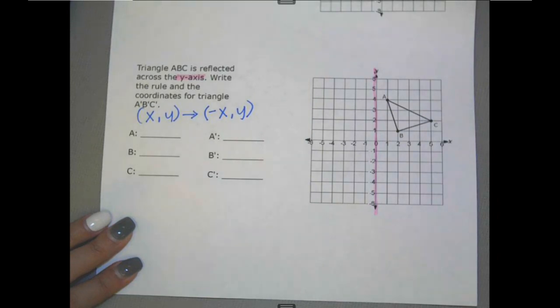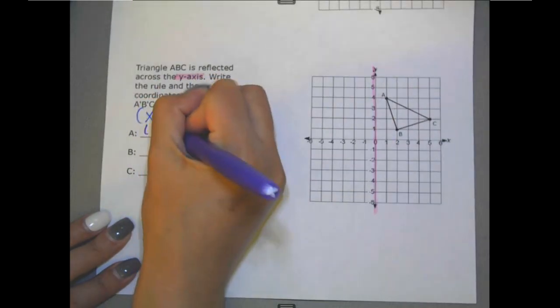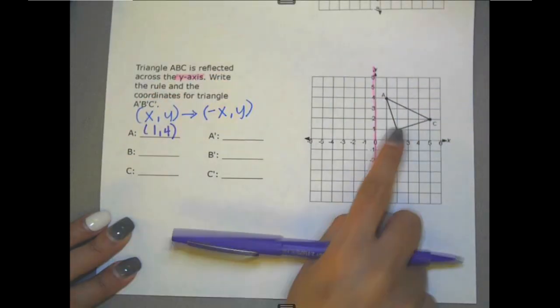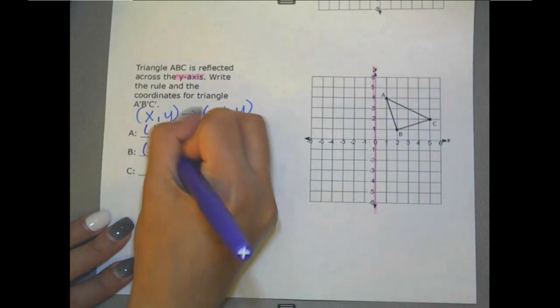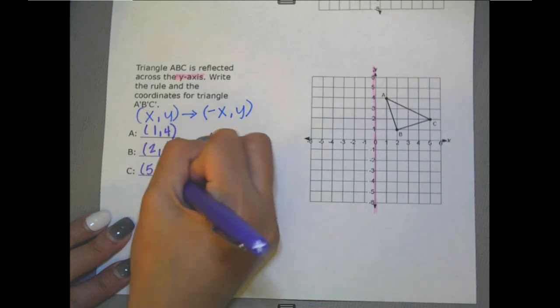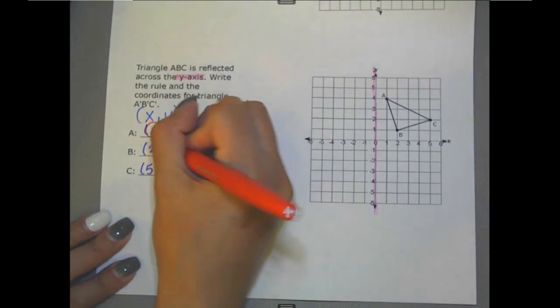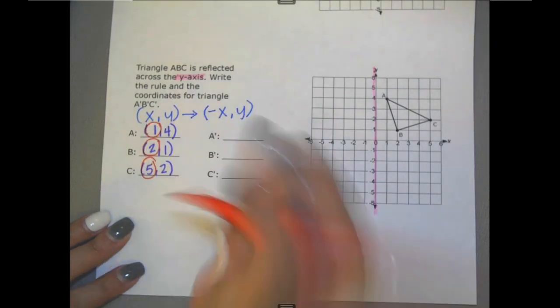So I'm going to take my points. So A is at 1, 4. B is at 2, 1. And C is at 5, 2. So like I said, to get that reflection, to get it to flip, we are going to have to do the opposite of our x coordinates for this one. So I'm going to circle my x coordinates for each point.